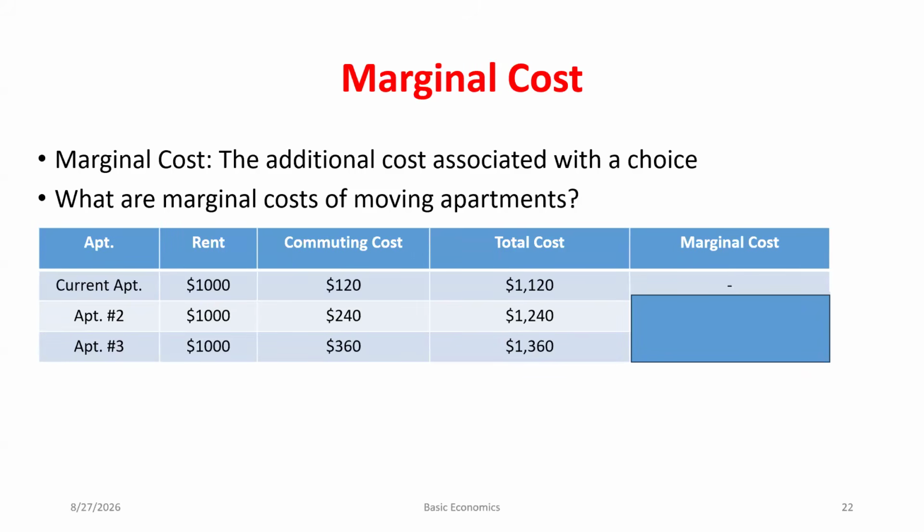If I then move to apartment 2, what would my marginal cost be? My total costs are 1,240 if I switch, but marginal is the change. So if I'm going from my original apartment to apartment 2, my costs went up by $120. Now, what would my marginal cost be if instead I went from my current apartment to apartment 3? 240. What was the change in my total cost? It went from 1,120 to 1,360.